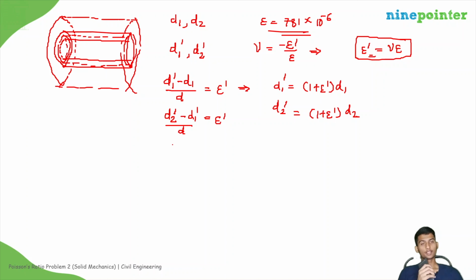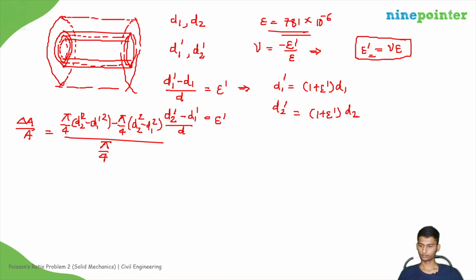We need to find the percentage change in area. That will be delta A divided by A, which equals pi by 4 d2 dash square minus d1 dash square, minus pi by 4 d2 square minus d1 square, divided by pi by 4 d2 square minus d1 square. This is the formula. Pi by 4 gets cancelled.